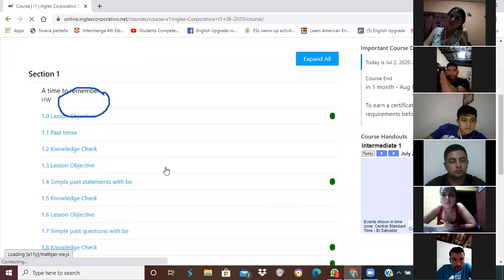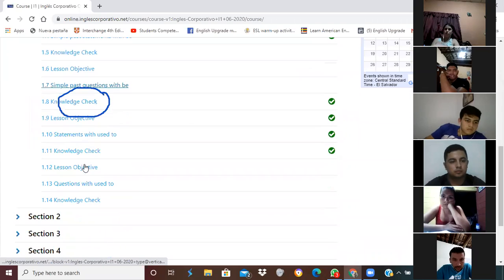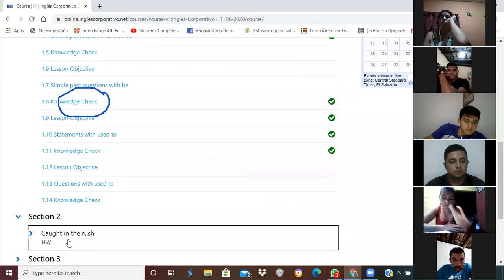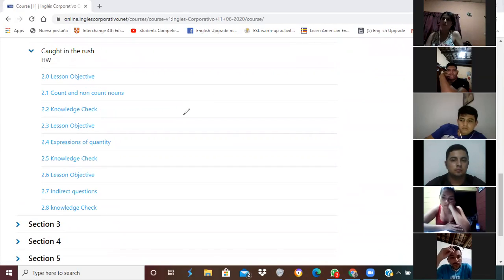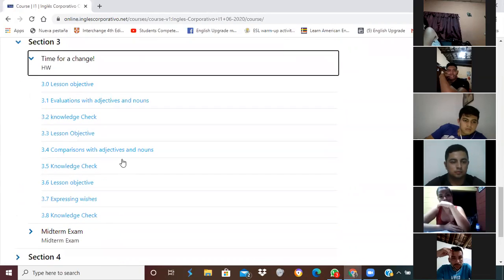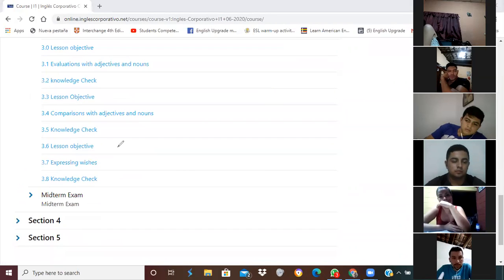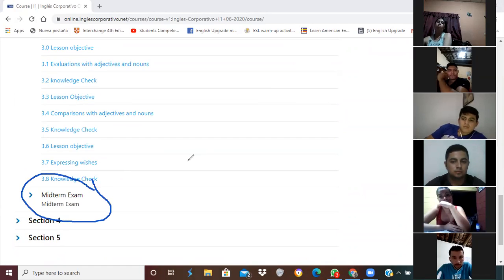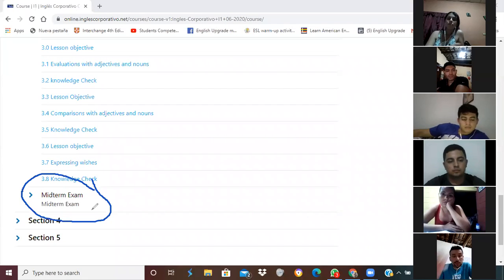So, if we look at the course, we have section 1, all these activities, section 2, all these activities, section 3, all these activities. Now, when you finish section 3, you are going to go to the midterm exam. Yo creo que en Spanish le decimos parcial, que le dan al mediado del ciclo. That's right. So you're going to do the midterm exam.